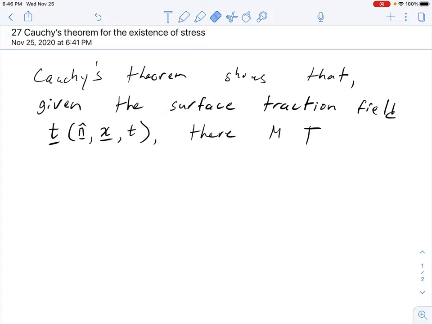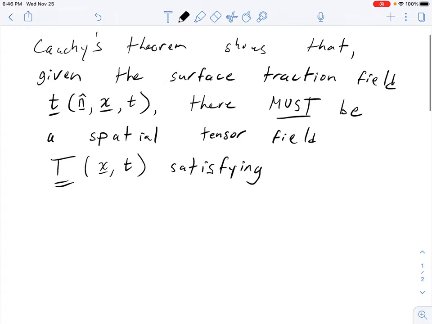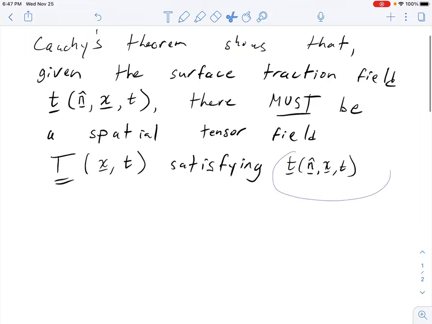Yeah, let's make those all super uppercase there. Let's move that one down a little bit.